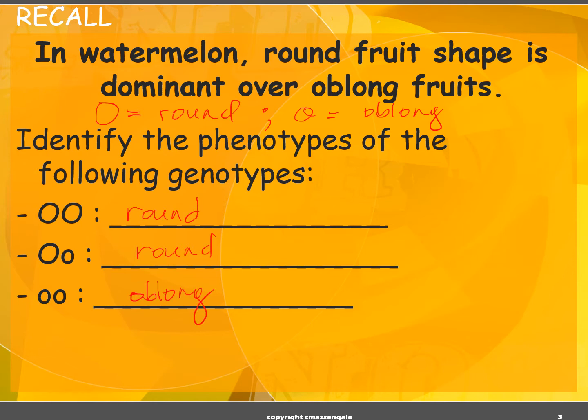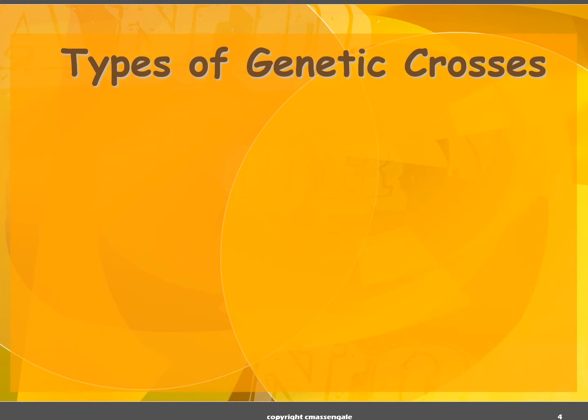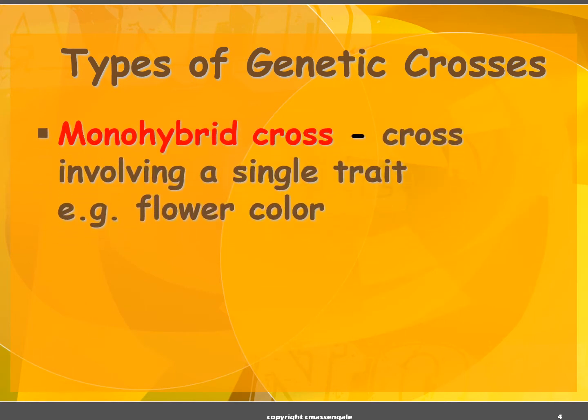Now let's continue with our next topic, which is the part in which we will try to solve for the percentages. We will now deal with monohybrid crosses. So we have different types of genetic crosses. The first type of genetic cross that we have is what we call a monohybrid cross. So what is a monohybrid cross? As you can see here, class, a monohybrid cross is a cross involving a single trait.